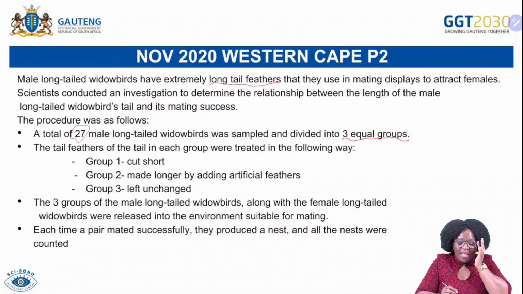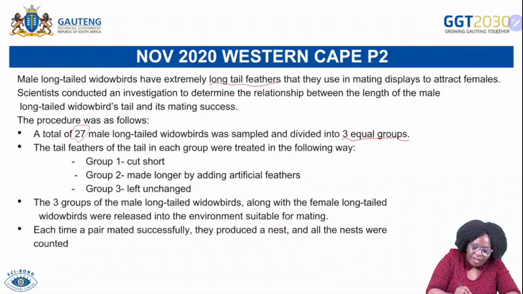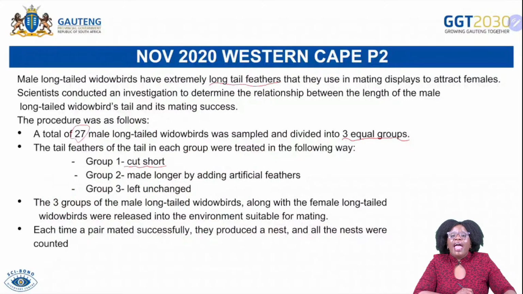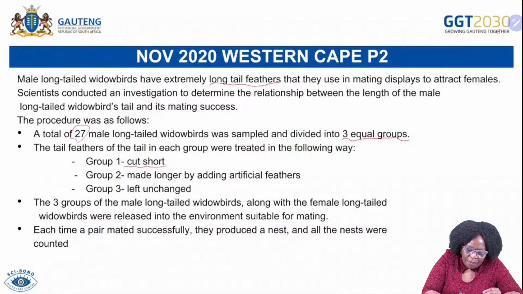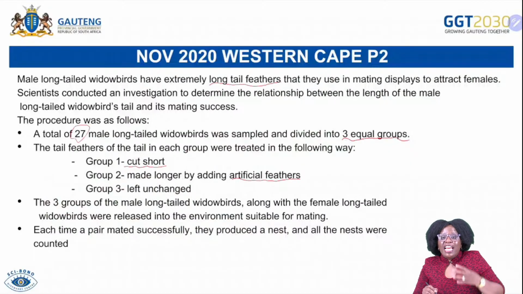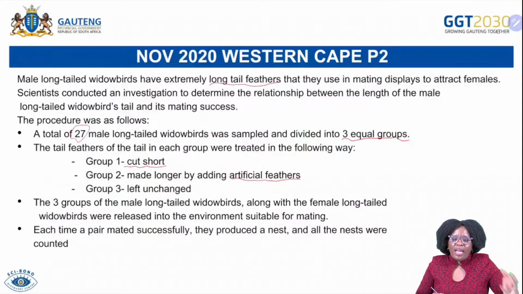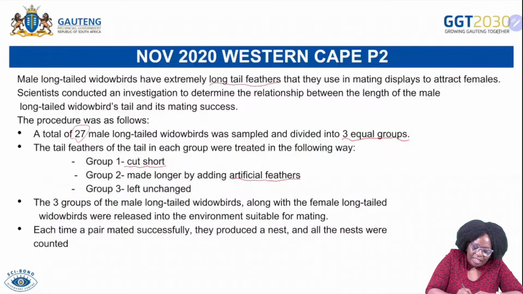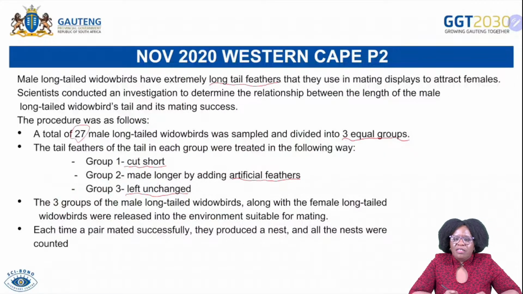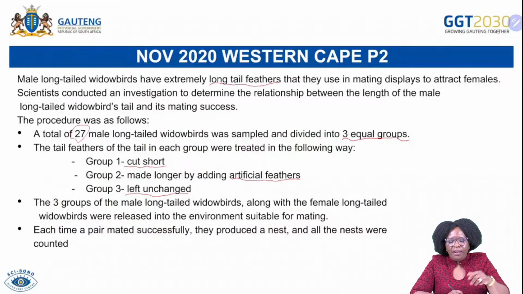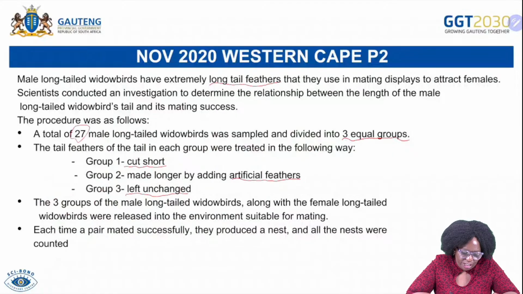Now we've got 3 groups, and the 3 groups are equal. Interesting, isn't it? Group 1, the tail was cut short. The second group was made longer by adding artificial feathers, so instead of the natural long ones, artificial feathers were added. And group 3 was left unchanged. The tail feathers were as they were, natural. Group 1 was cut short, group 2 had an extension with artificial feathers, and group 3 remained unchanged.